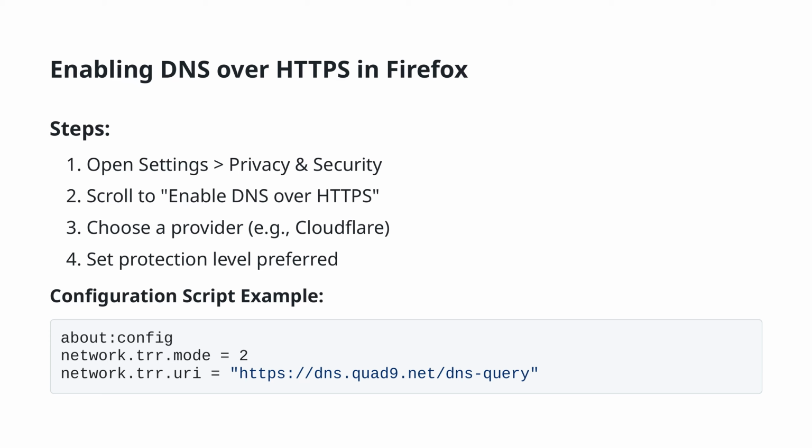Additionally, for more advanced users, you can configure DNS over HTTPS through the about:config page. Set network.trr.mode to 2 and network.trr.uri to the address of your DoH server, for example dns.quad9.net/dns-query, to specify your DNS server. These steps make your DNS queries more secure and protect your browsing data from eavesdropping and tampering.